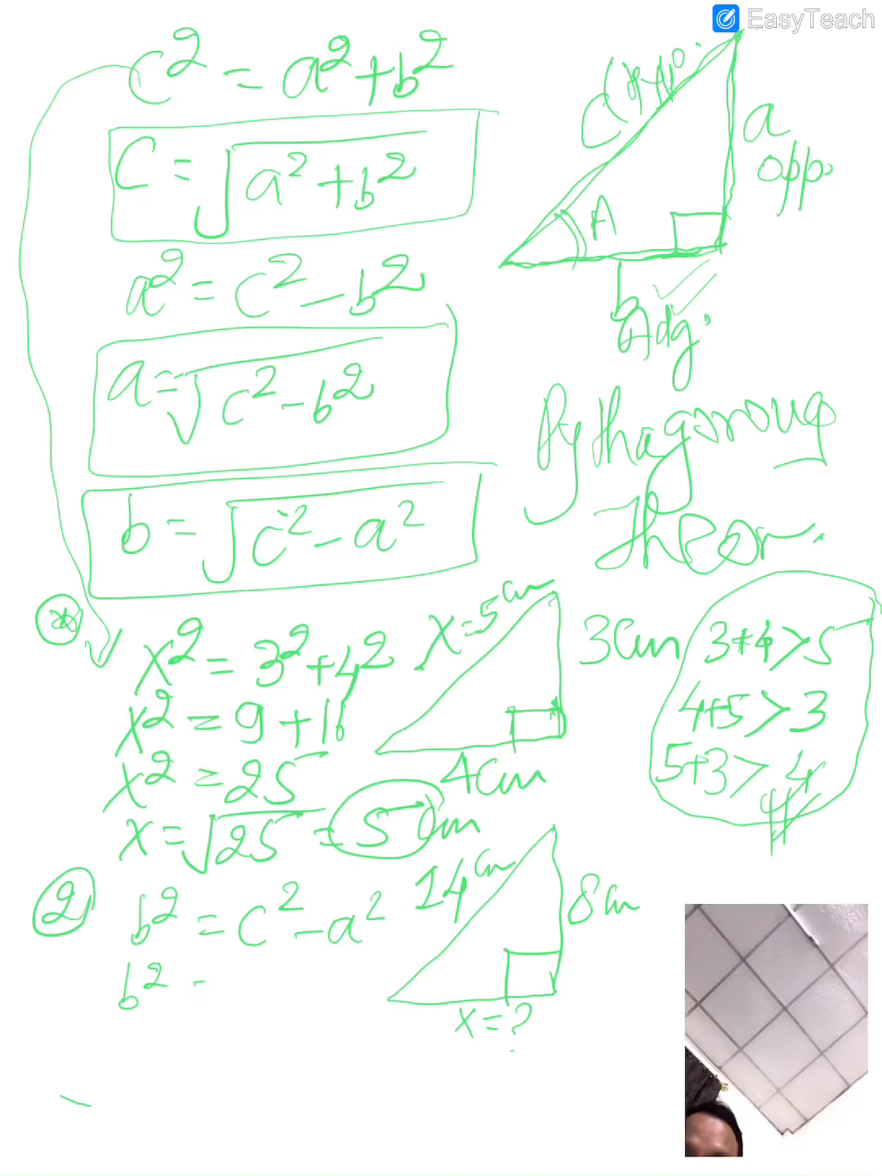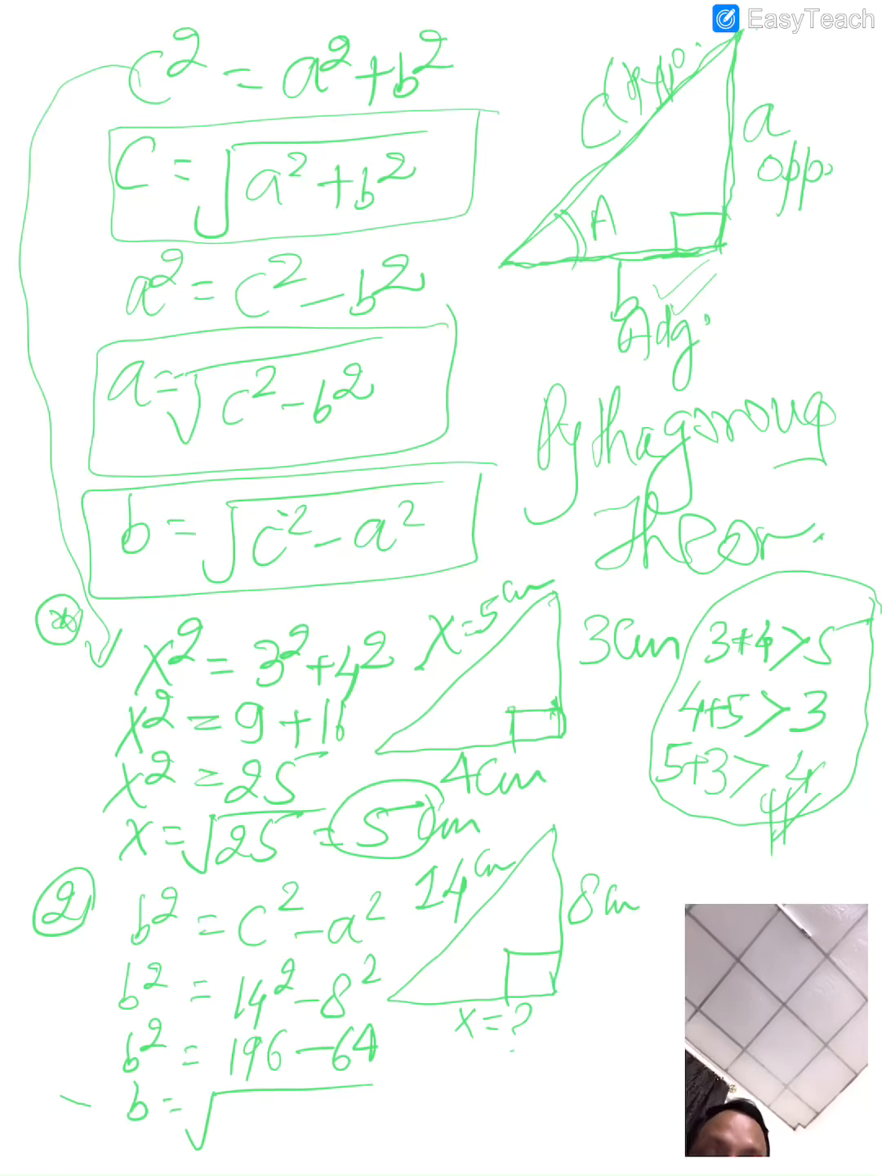So b square is equal to 14 square minus 8 square. So b square is equal to 14 square, as you all know, 196. 8 square is how much? 64. So b is equal to, you can use a calculator if you want.